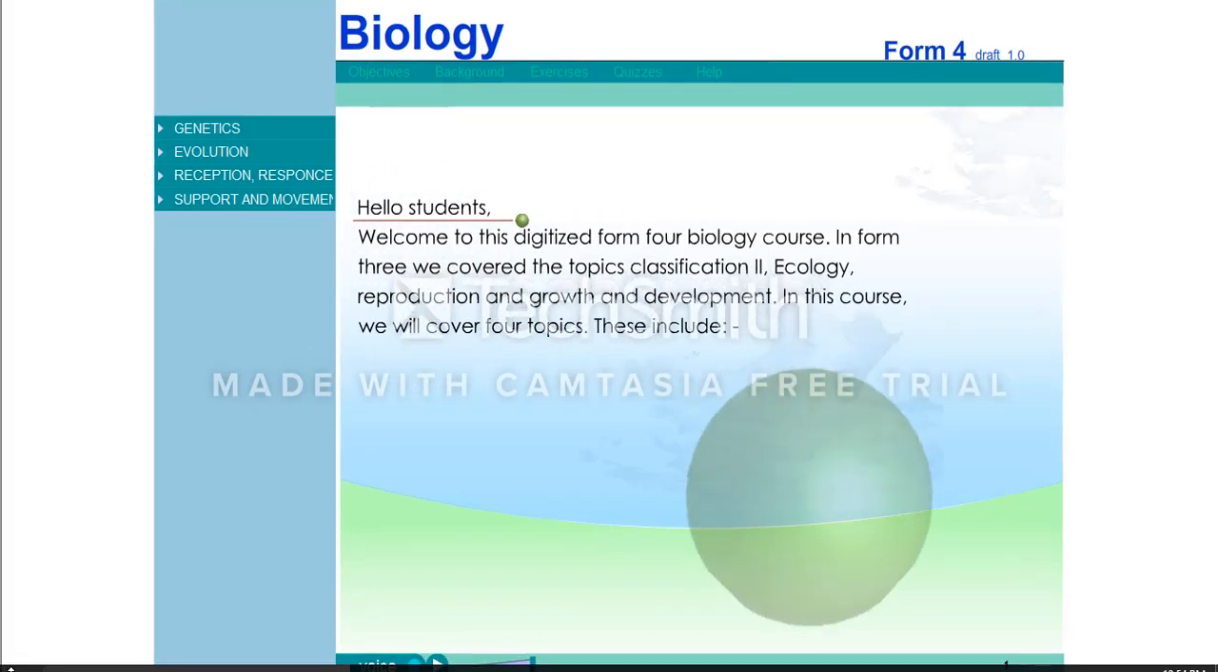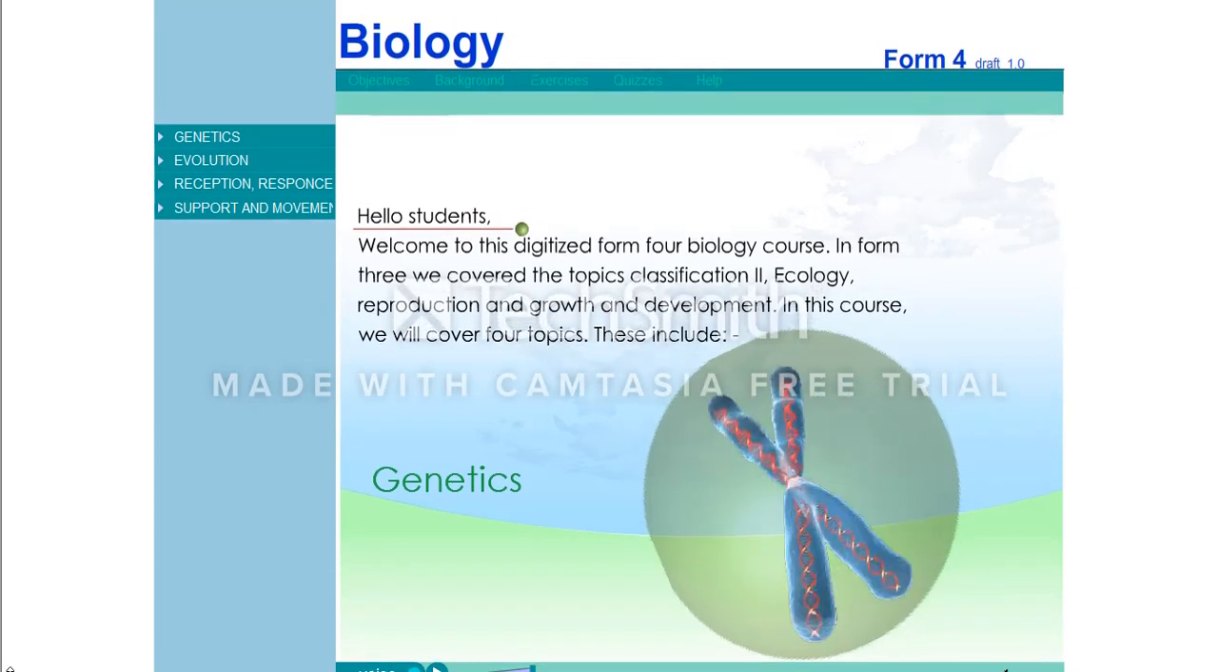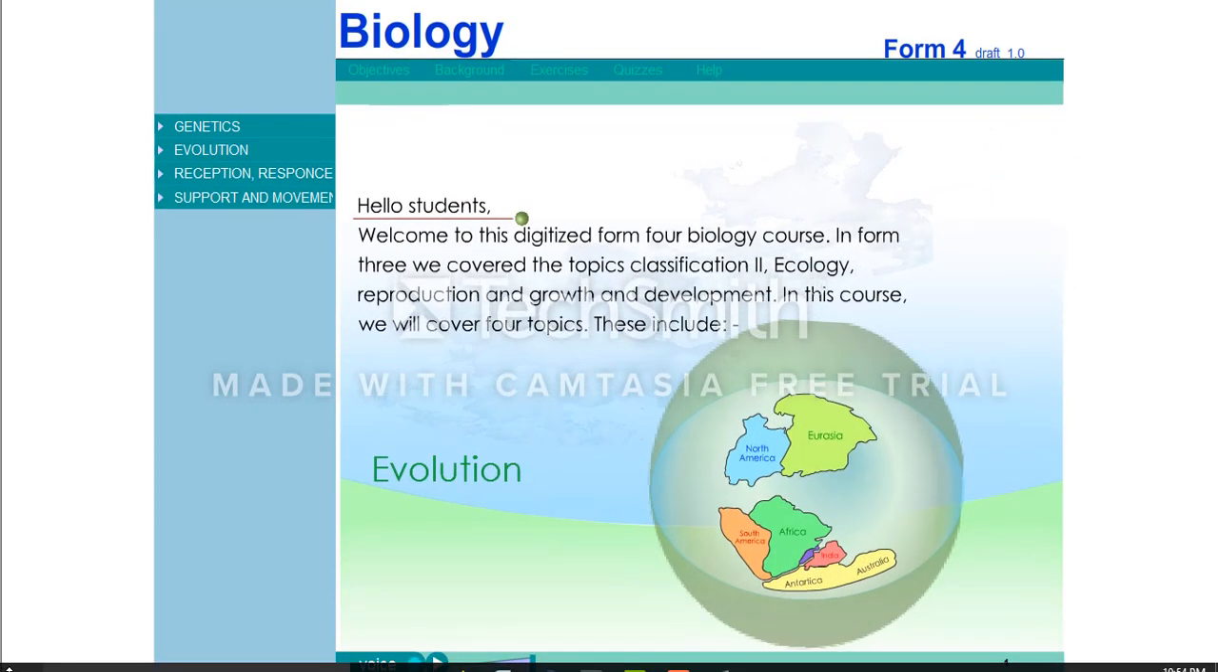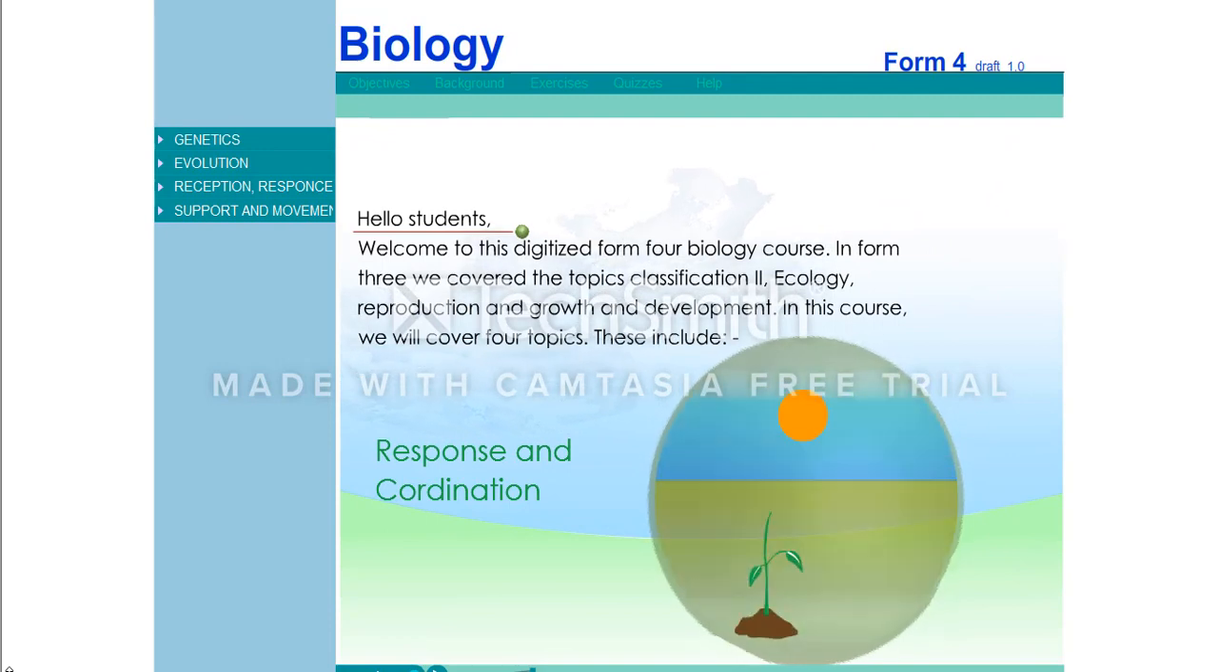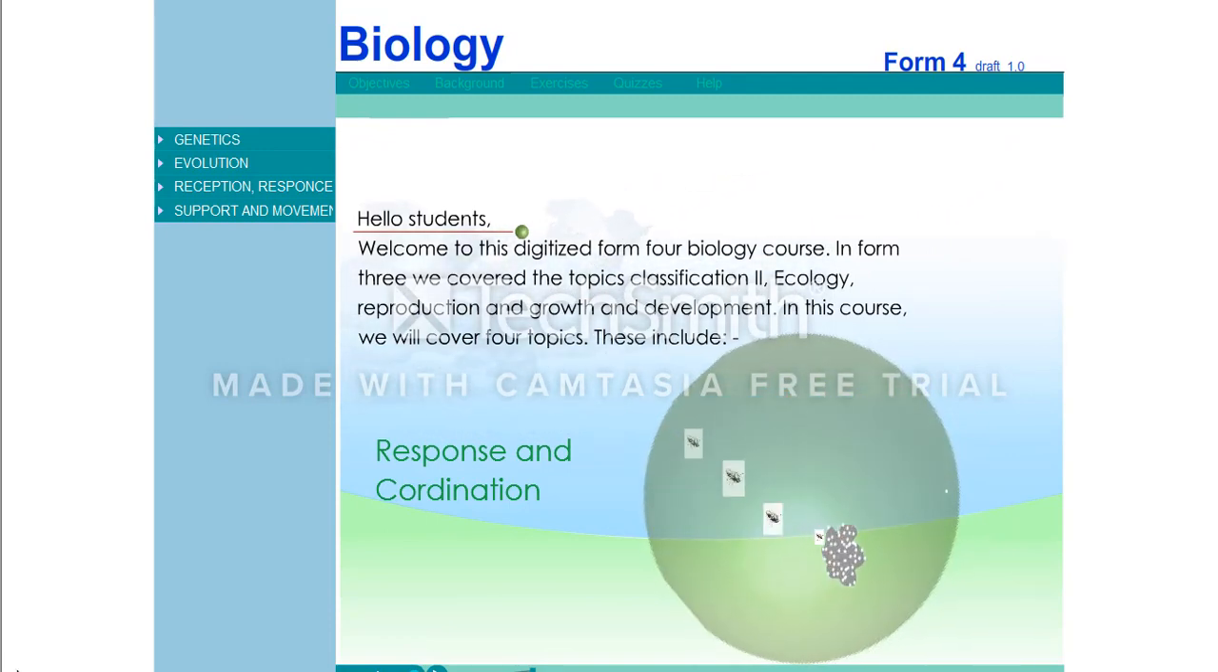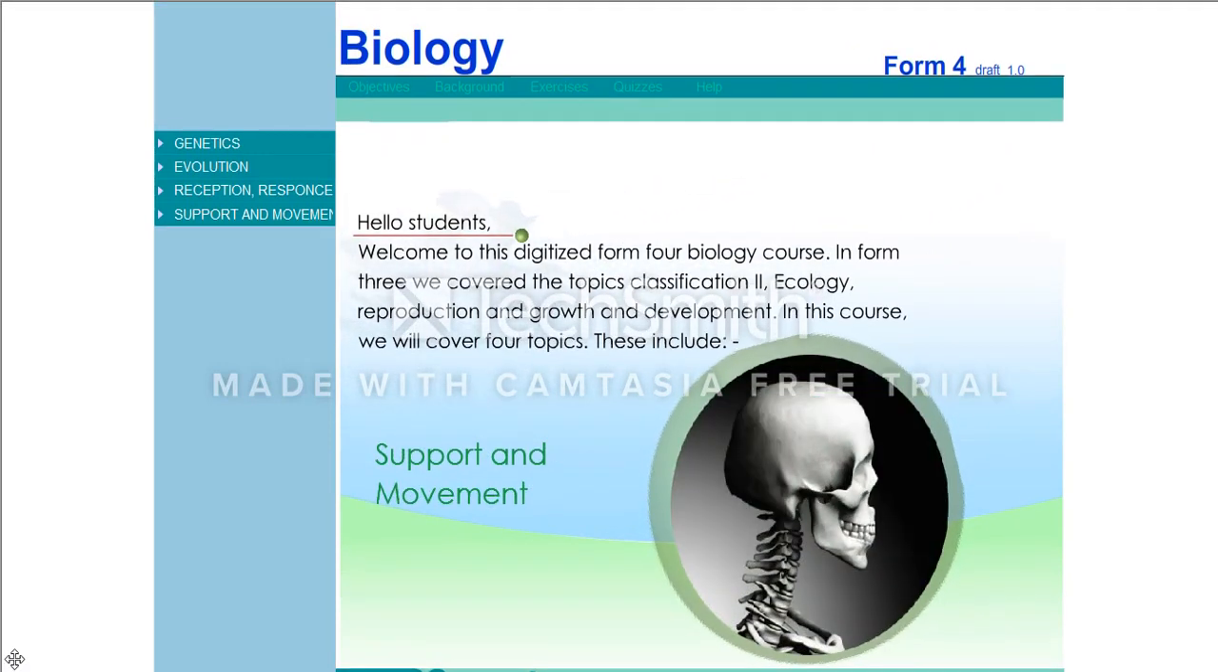These include genetics, evolution, response and coordination, and support and movement.